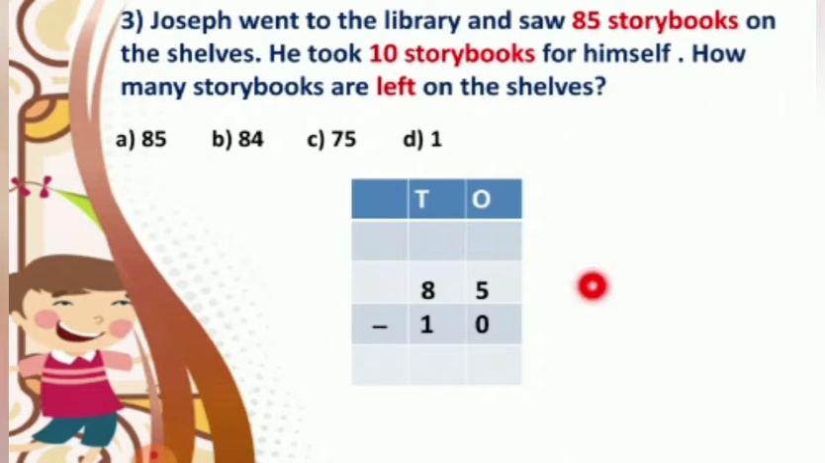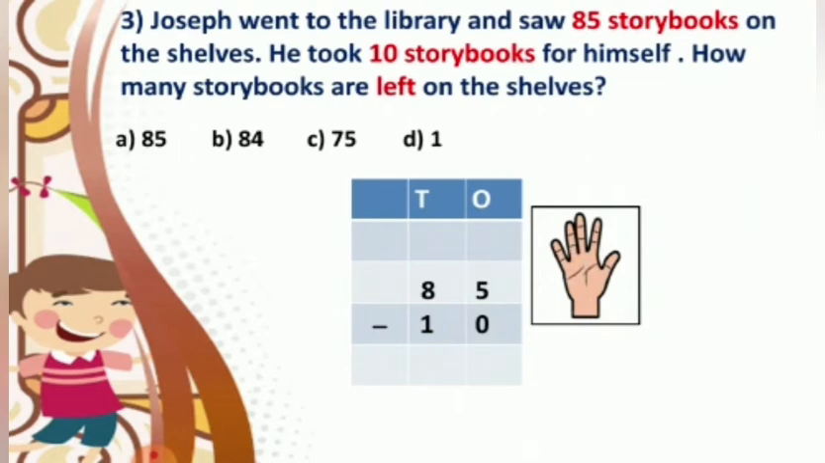We will start from ones column. 5 minus 0. So open your 5 fingers. How many you have to take away? 0. So you will get the same answer. That is 5.